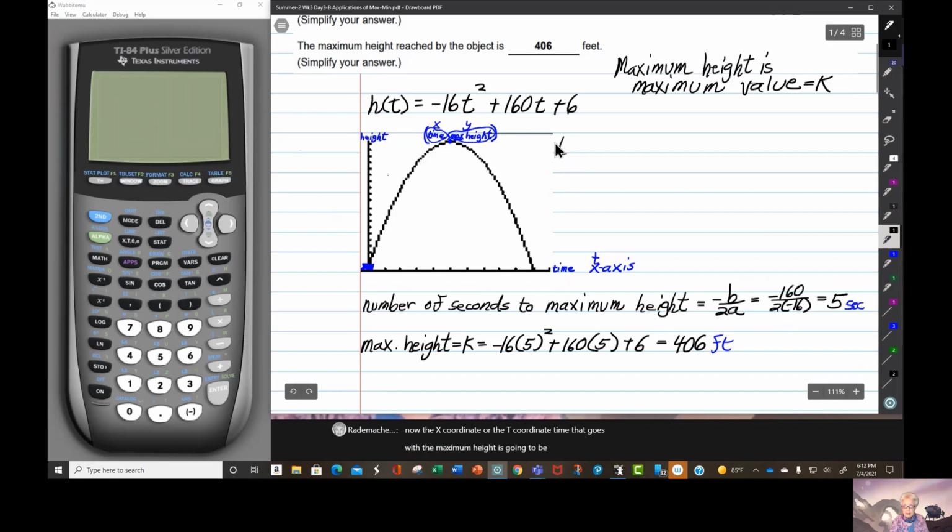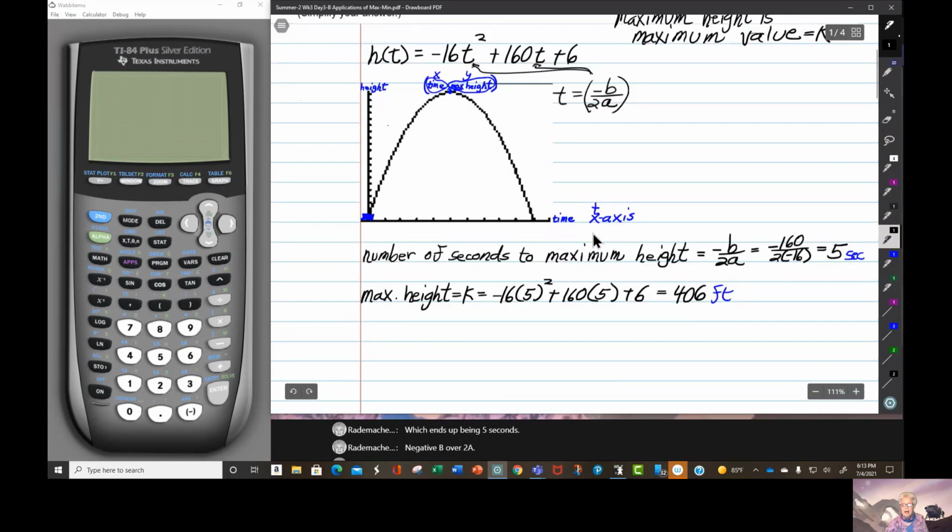Now the x coordinate, or the t coordinate, time, that goes with the maximum height is going to be negative b over 2a. And then when we take whatever that number is and put it in for the t's in the function, the answer we get will be the maximum height. So the number of seconds to the maximum height is negative b over 2a, which ends up being 5 seconds.